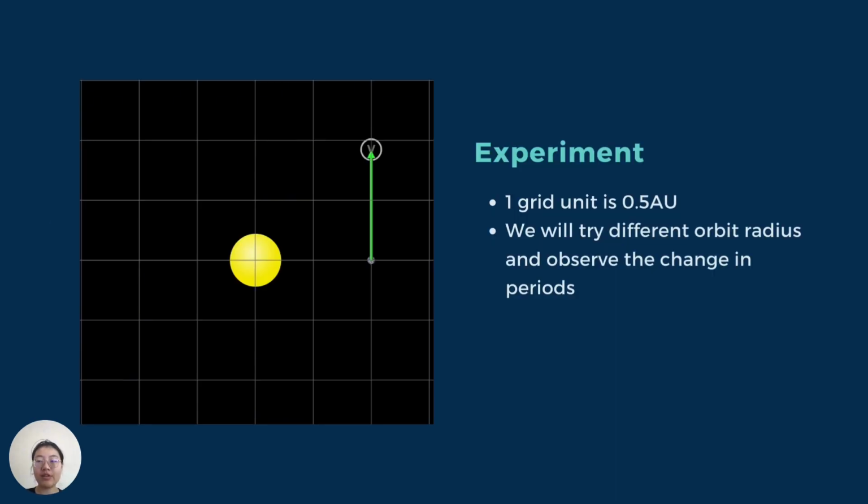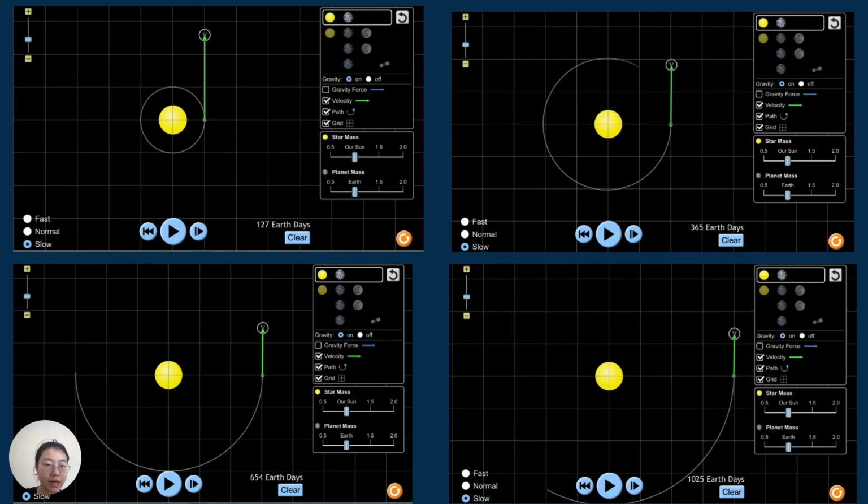This is the simulation of the Sun-Earth system. We know that the distance between the Sun and the Earth is 1 AU. So one grid unit in this setup is 0.5 AU, and we will try different orbit radius and observe the changing periods. So this is the result of the experiment I did.